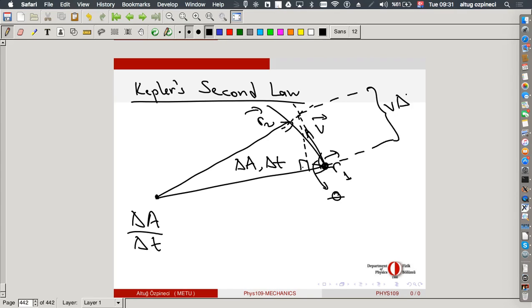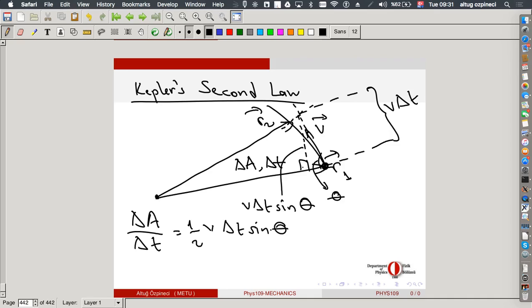This is v delta t, the length of that straight line. Now this height is nothing but v delta t times sine of theta. This is the height of the triangle. What is the area of that triangle? The area of a triangle is half of height times base, so 1 over 2 v delta t sine theta.